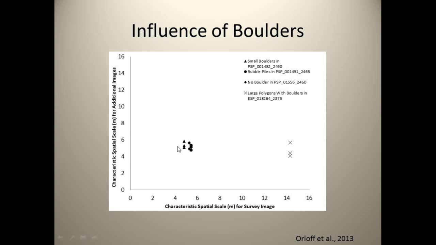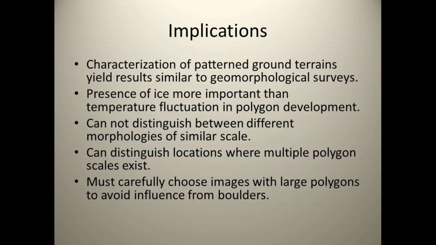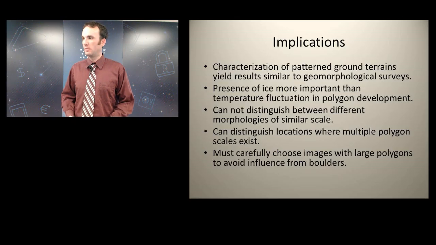However, at smaller polygon sizes, we don't really see any influence from boulders. So automated searches should work more efficiently at these smaller polygon sizes, which we find most often at higher latitudes. And so what we find is that here we have a characterization of pattern ground terrains, and it yields results similar to geomorphological surveys, but does so in an objective way.